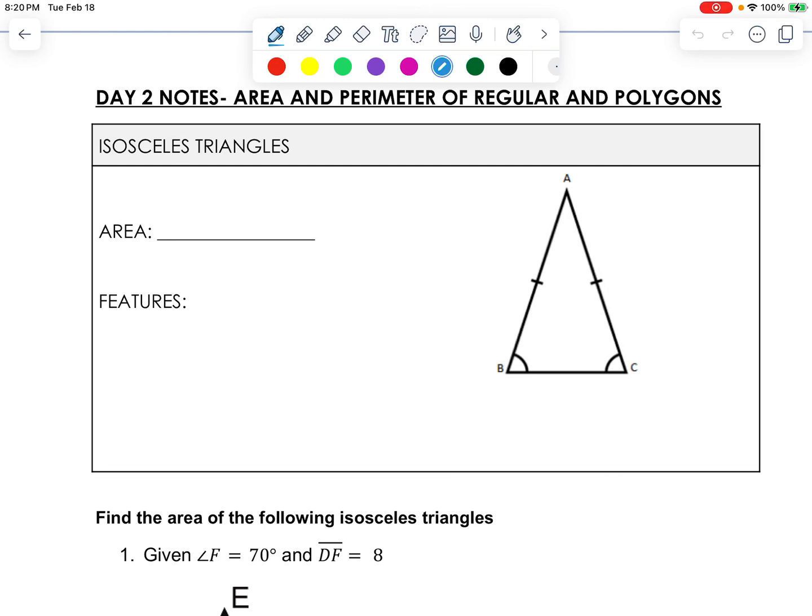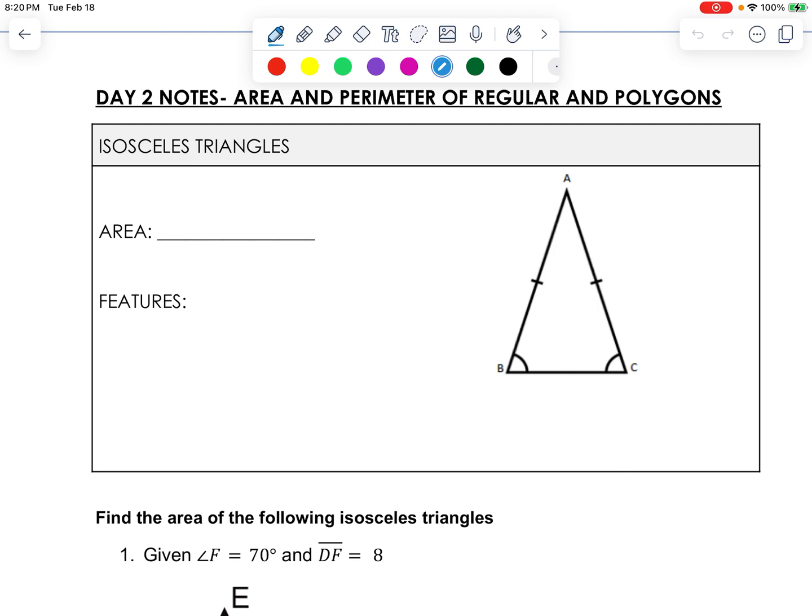All right, welcome back. We have some notes here for day 2 in our packet. So I need you to get your packets out, ready to go. And we are going to take some notes on area and perimeter of regular polygons.